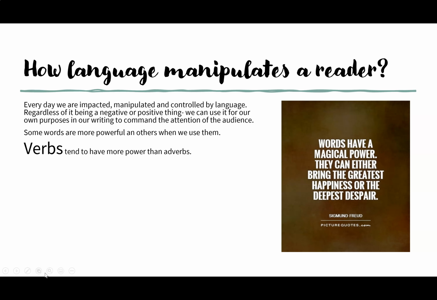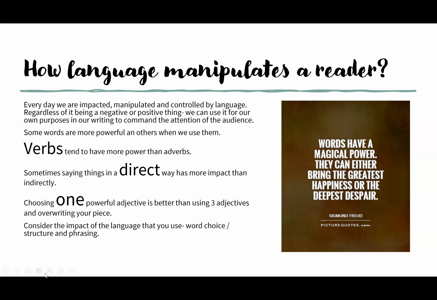Now, some of the words that we are using are more powerful than others. So for example, verbs tend to have more power than adverbs. Also, sometimes it can be much more powerful to say something in a direct way rather than talking around the point or saying things indirectly. Again, often choosing one powerful adjective is way better than using three adjectives.